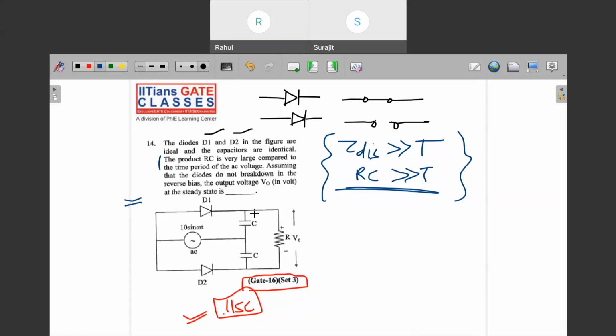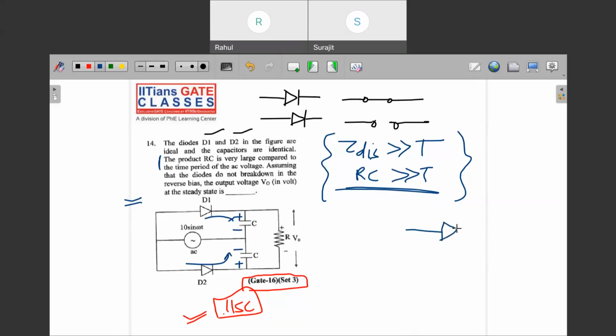So this top capacitor will charge like this, plus to minus, and this capacitor will also charge from plus to minus. Basically, you are trying to find the output across the capacitor. What does it mean? This is a what kind of circuit? This is a peak detector circuit, you can say.